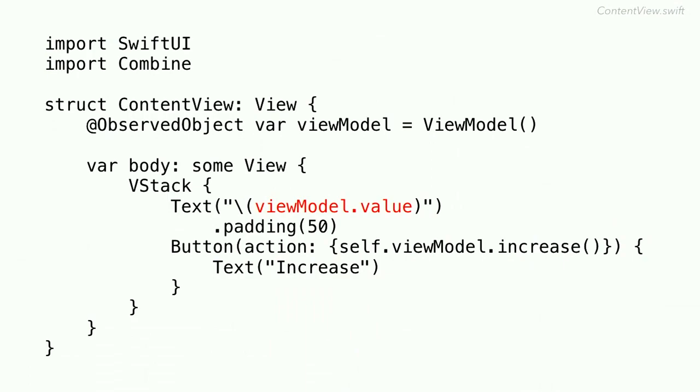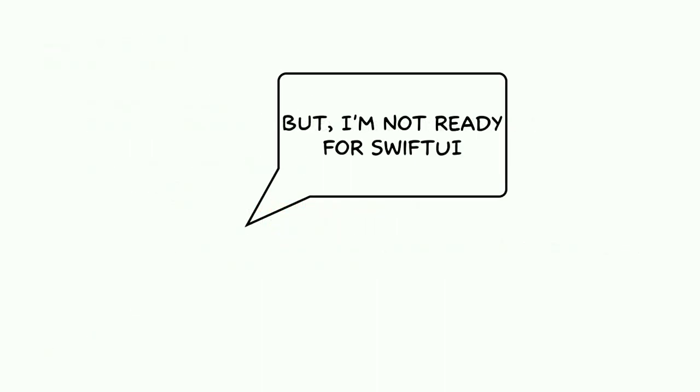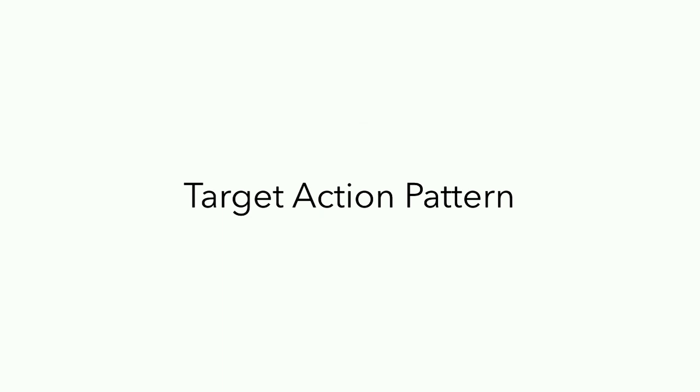And you say, okay, Daniel, but I'm not ready for SwiftUI. Well, how about target action? You've done target action forever in UIKit. So let's look at target action here. And I'm going to click my next button. And it's going to pick a random number between 0 and 2. Very impressive.